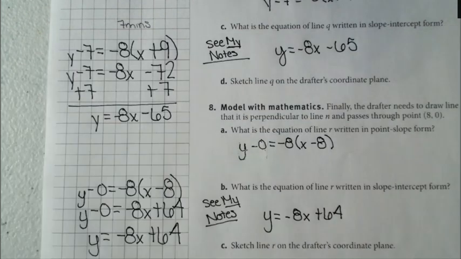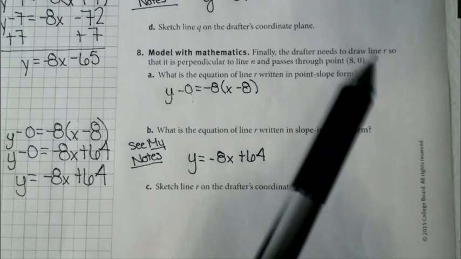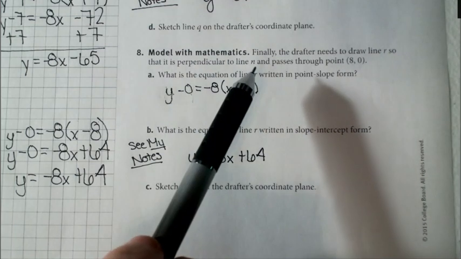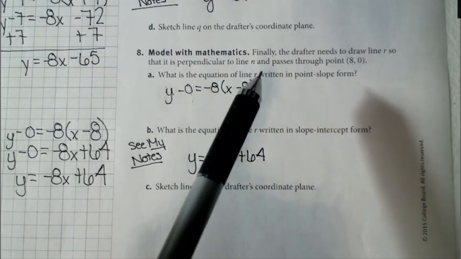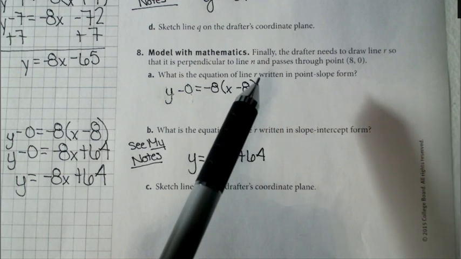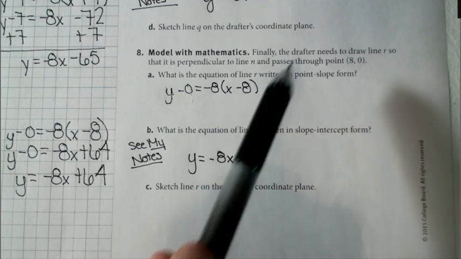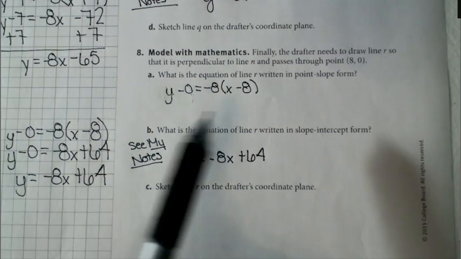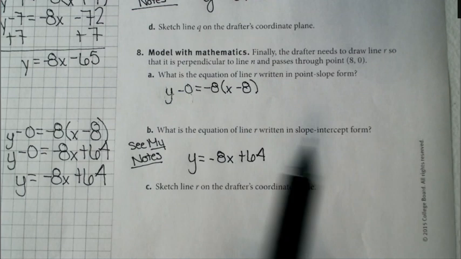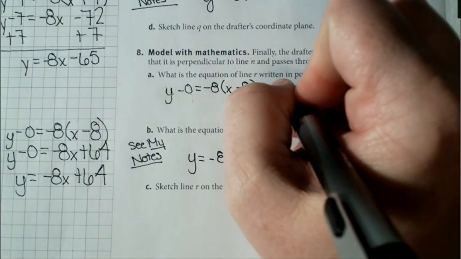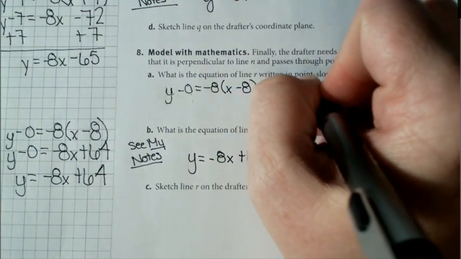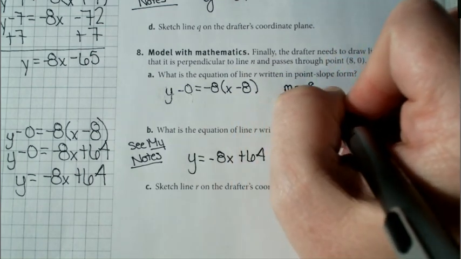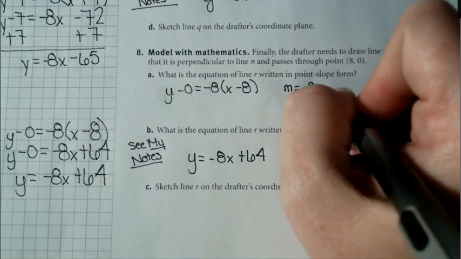Now, in question number 8, it said, the drafter needs to draw line R so that it's perpendicular to line N. Well, remember line N had that 1/8 slope, so we need a -8/1 slope. And this time it wants to pass through the point 8, 0. So again, I set up the equation in the point slope form, where recall that my m is -8 and my x1, y1 was 8, 0.